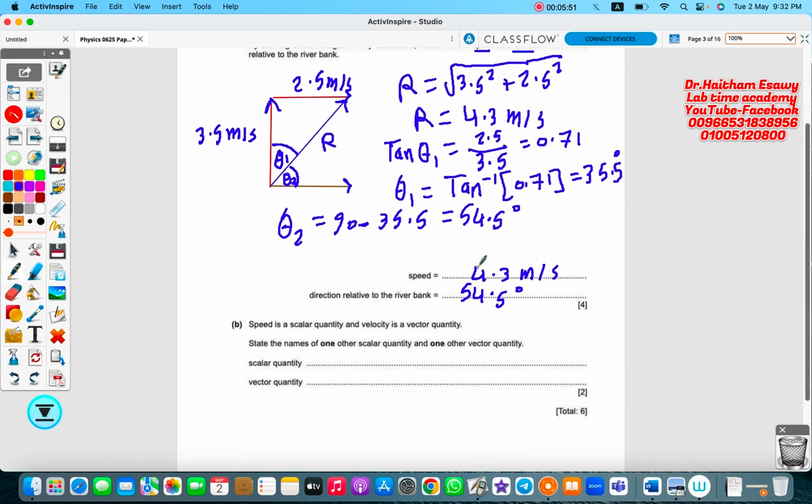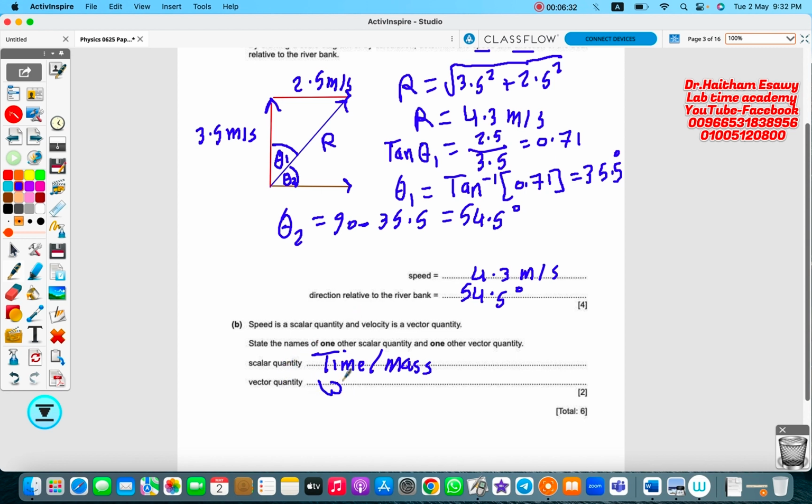B. Speed is a scalar quantity and velocity is a vector quantity. So you know the difference between vector and scalar. If you remember, a scalar quantity has magnitude without direction, but a vector has both magnitude and direction. State the names of one other scalar quantity and one other vector quantity. Scalar quantity like what? Any quantity that has magnitude without direction. Like time, mass, anything like this. Time or mass.